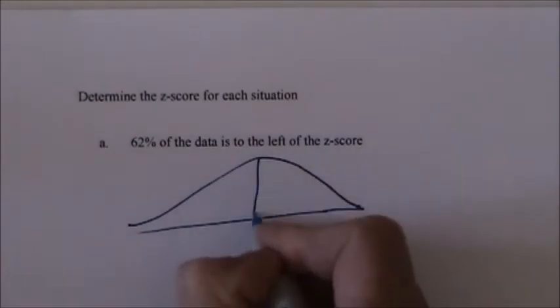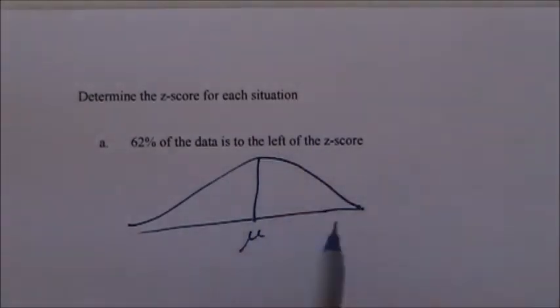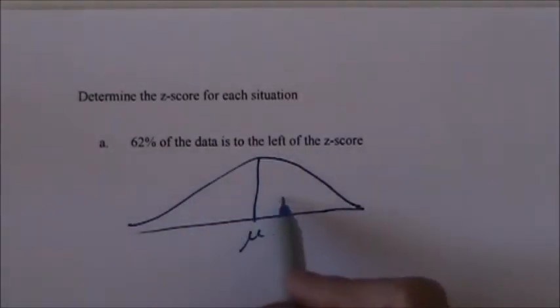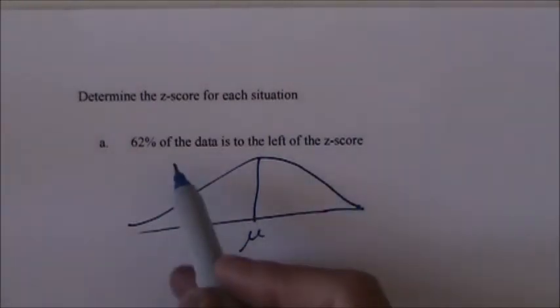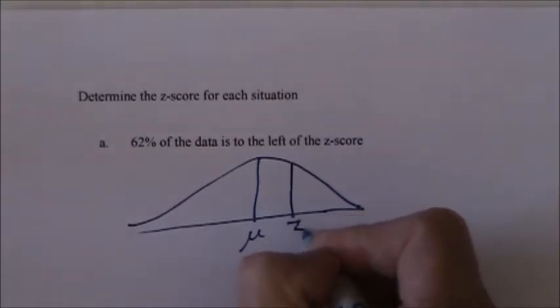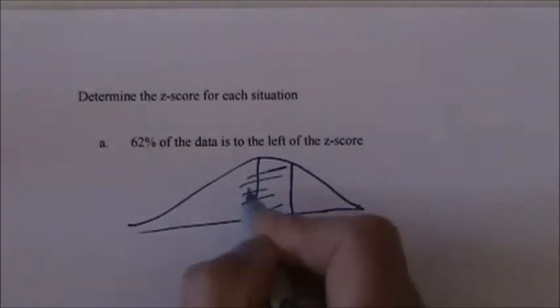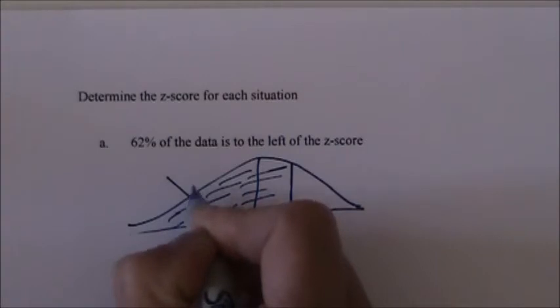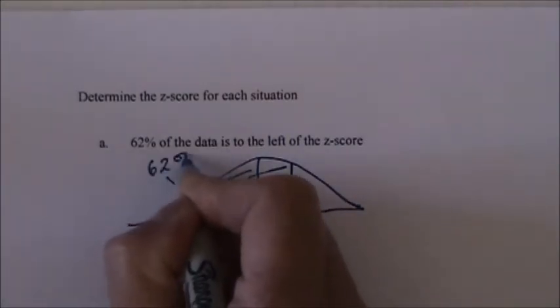We know this is our mean. And recall, because it's symmetrical, 50% on this side, 50% on that side. So if I want 62 on the left, that means I'm going to be over here somewhere. So there's my z. I am looking at this area here being 62%.